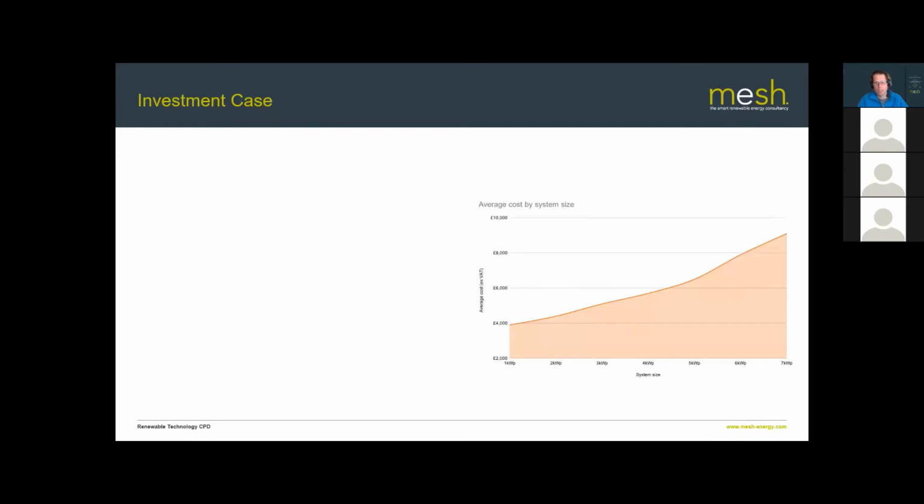Okay, so let's talk a little bit about investment cases. What you'll see here is a graph I've taken from one of the big solar PV installation companies that we deal with on a fairly regular basis, called Spirit Energy. This is their estimated cost graph. For a very small system down at this end of the graph, a 1 kilowatt peak system, which would be about the smallest you'd ever install, you've got a fairly reasonable cost of about £4,000.